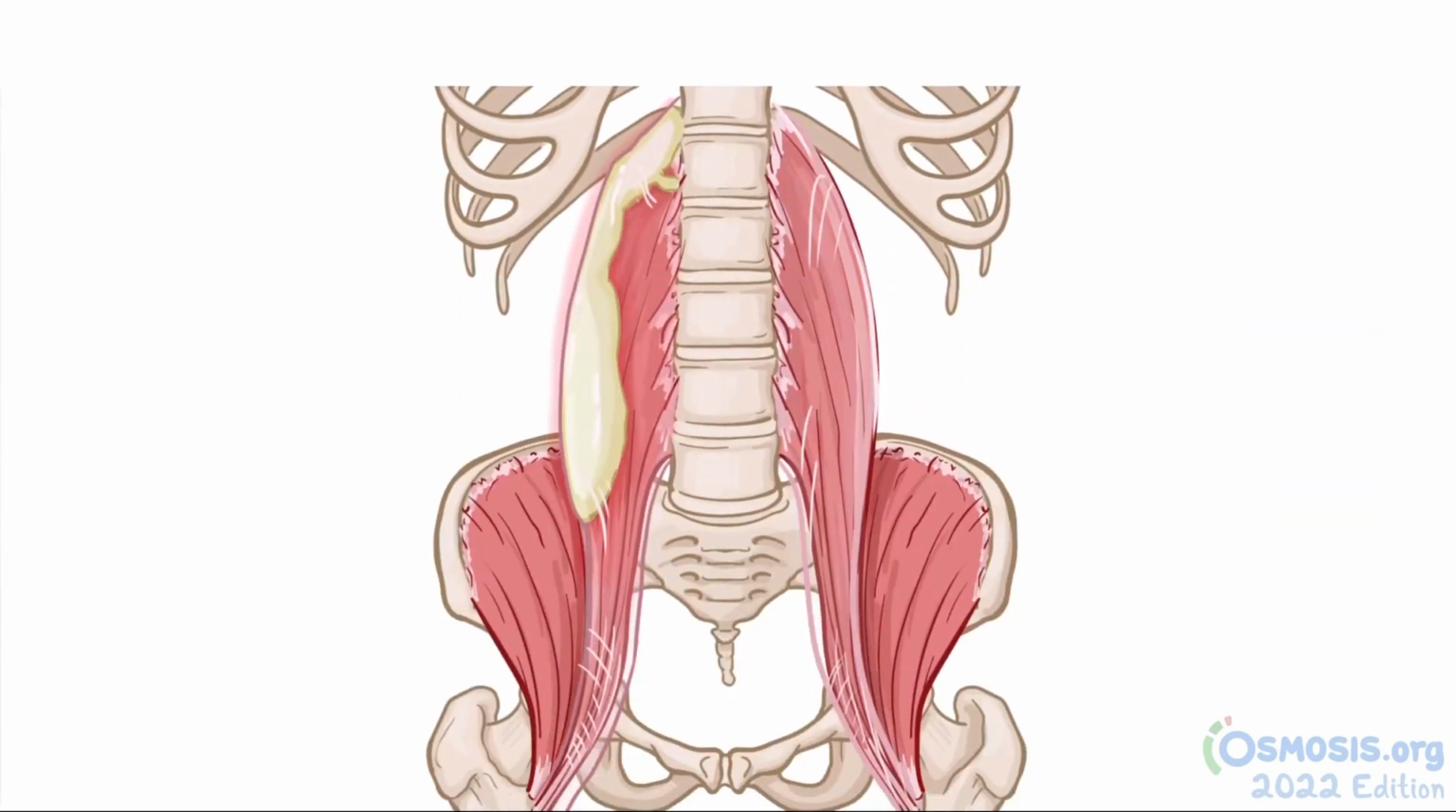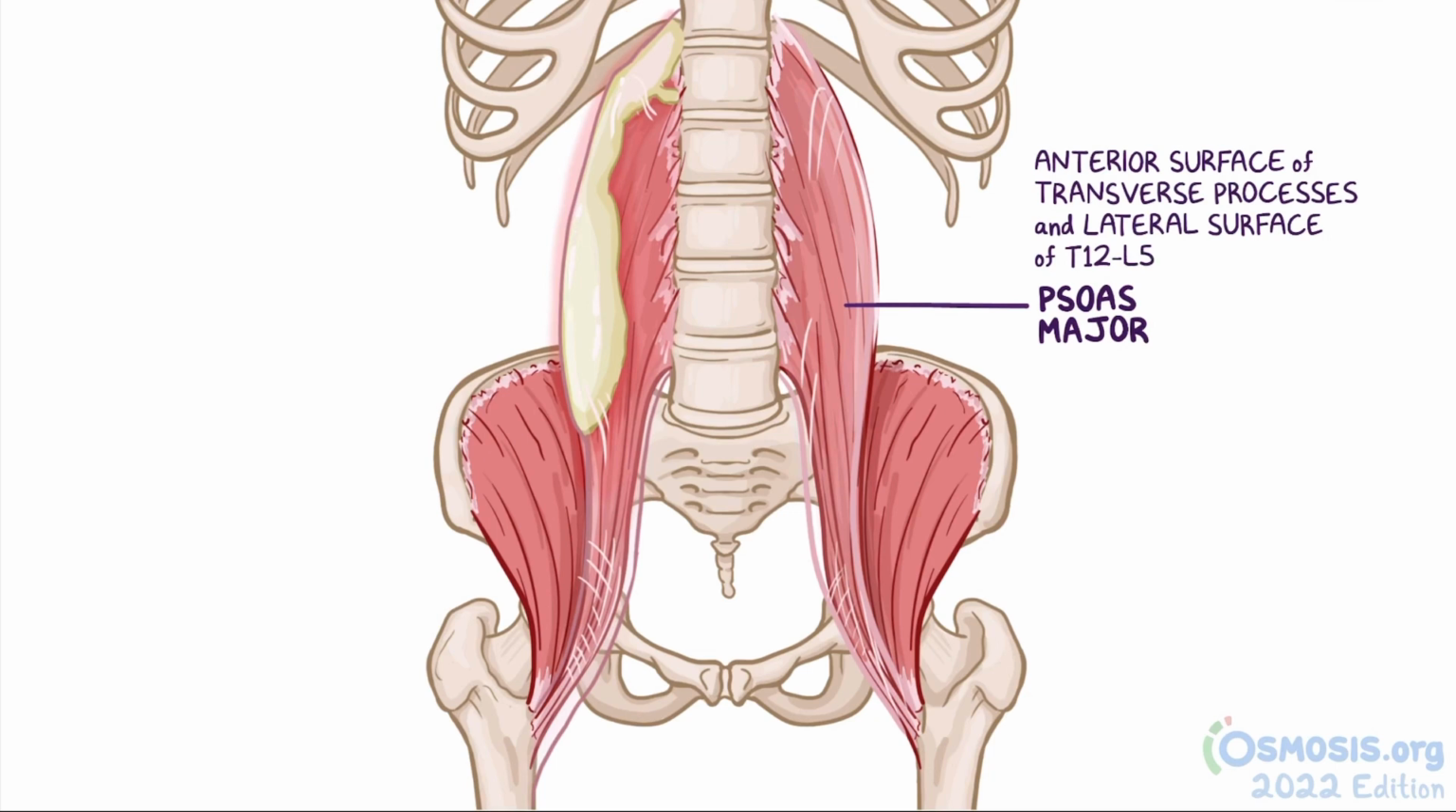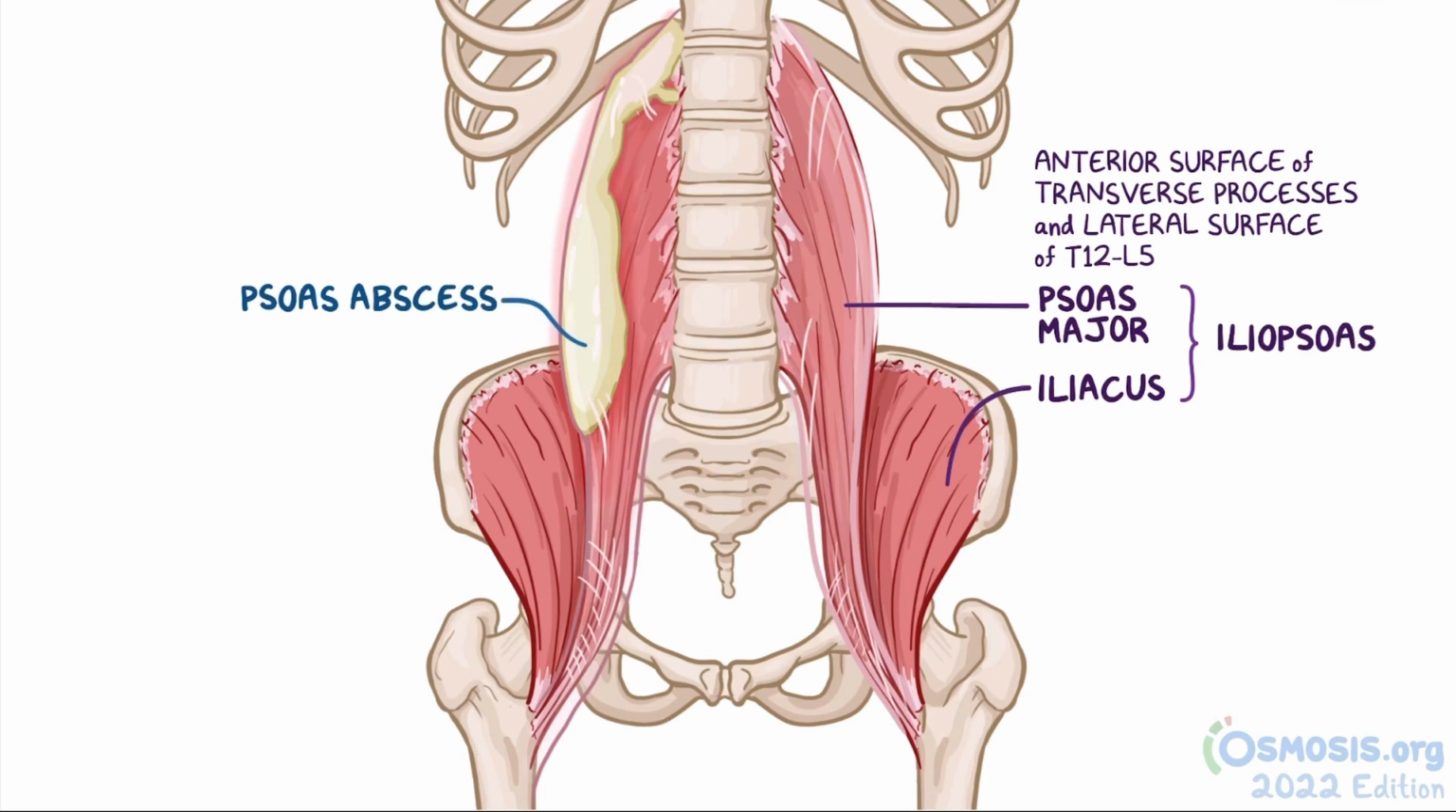Next up, we're going to look at the psoas major muscle, which originates along the anterior surface of the transverse processes and lateral surface of T12 to L5 vertebral bodies, and eventually combines with the iliacus muscle to form the iliopsoas muscle. The main clinical condition affecting the psoas major muscle is a psoas abscess, which is a walled-off collection, typically pus-filled, found along the psoas fascia.